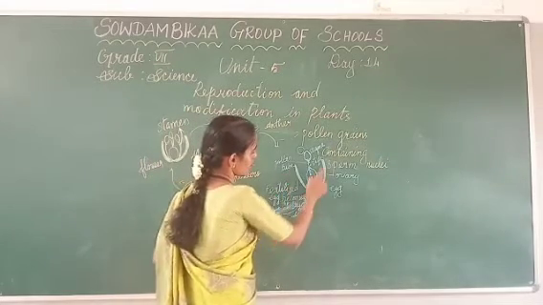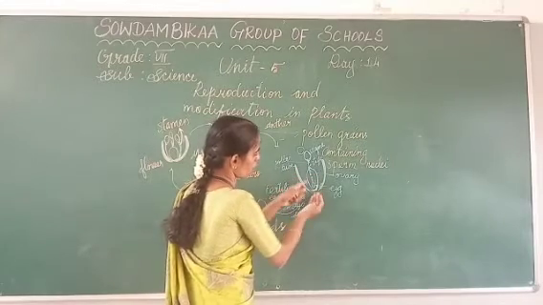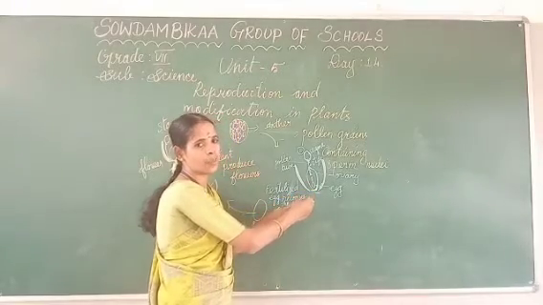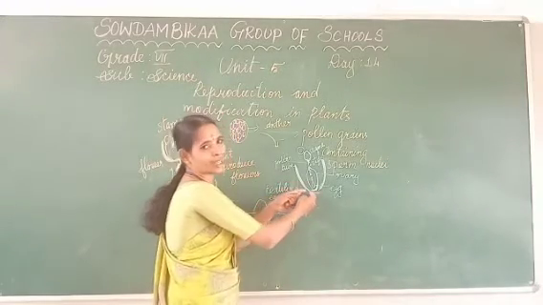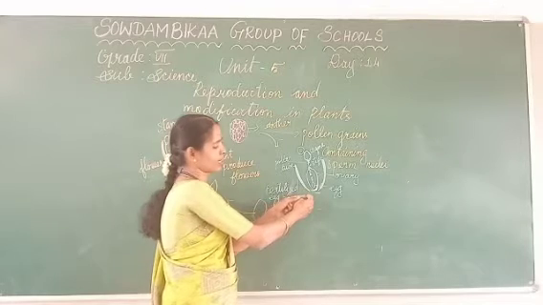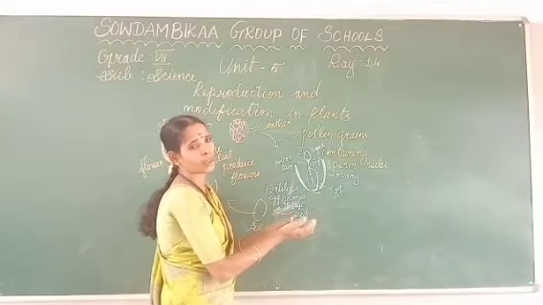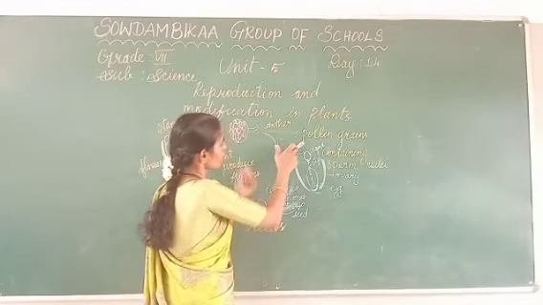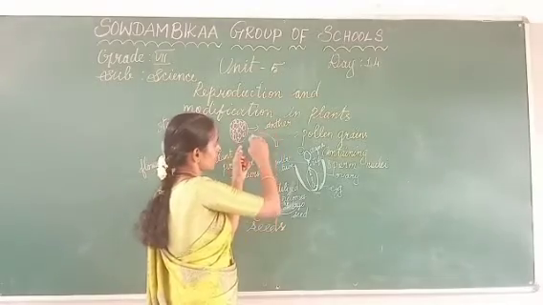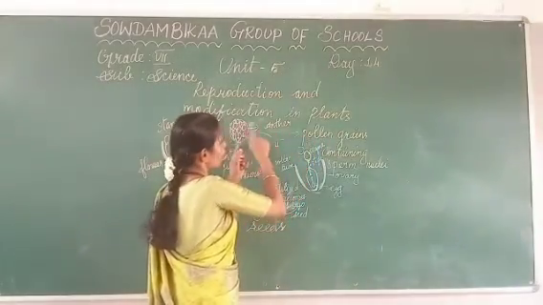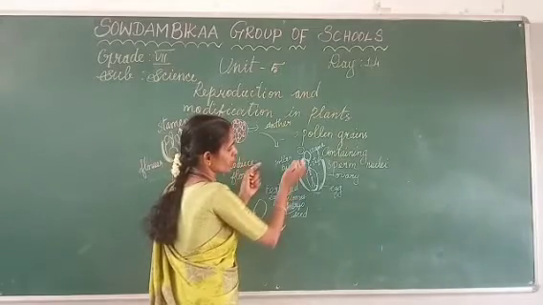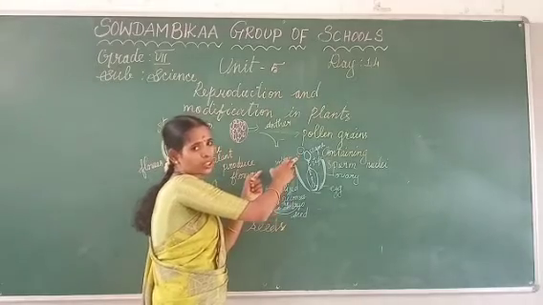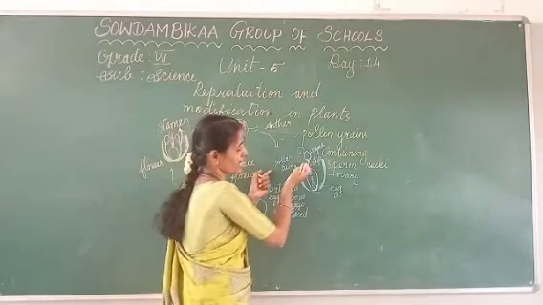Here are the petals. Here is the ovary. Inside the ovary is the ovule. The ovule is converted into a seed. Inside it is the egg, a female reproductive part. Here is the anther, and inside the anther the pollen grains are present. The pollen grains are transferred to the stigma of a flower. They are powdery in nature, as already told. The stigma is a sticky part.